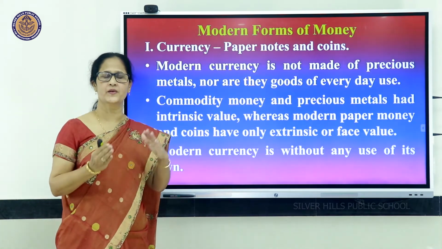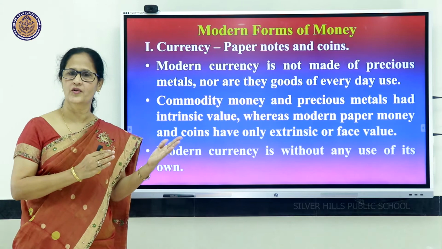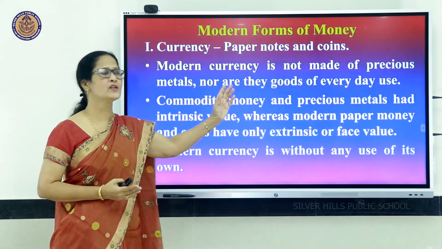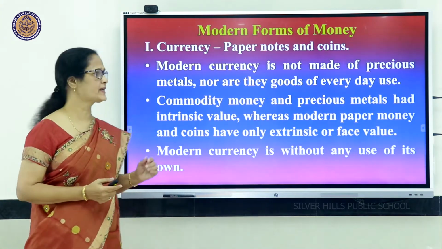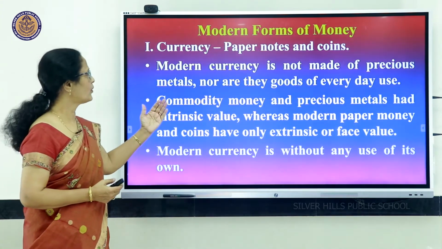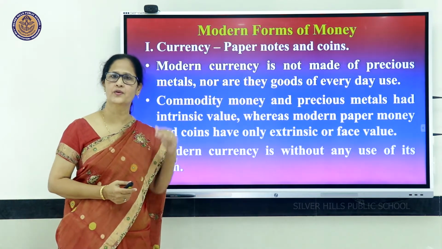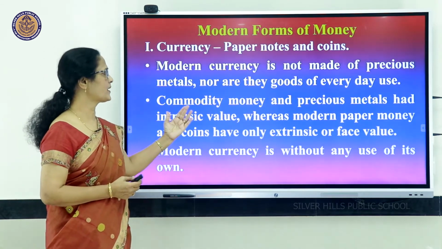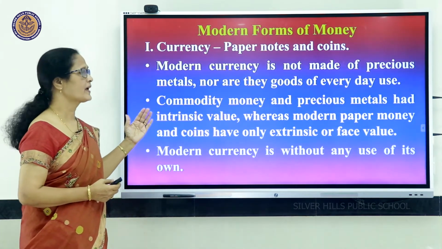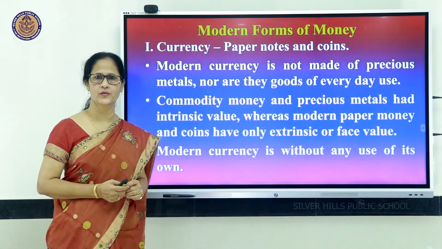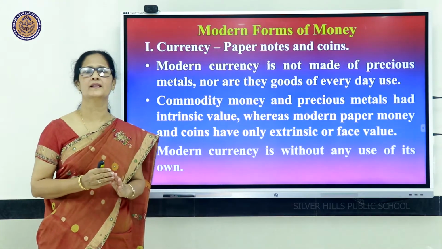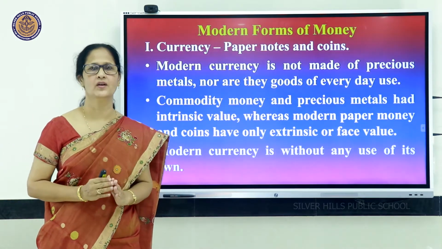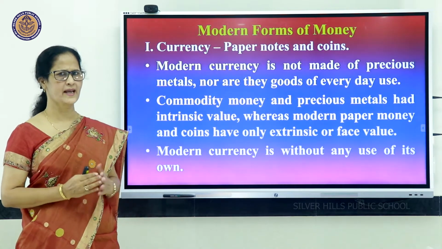Now, how do you differentiate between old forms of money and modern money? Modern currency is not made of precious metals like gold or silver, nor are they goods of everyday use like cattle or grains. Commodity money and precious metals had intrinsic value, whereas modern currency has no intrinsic value, it only has extrinsic or face value. What does that mean?